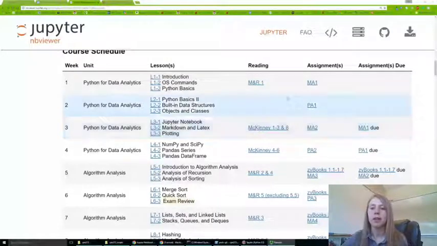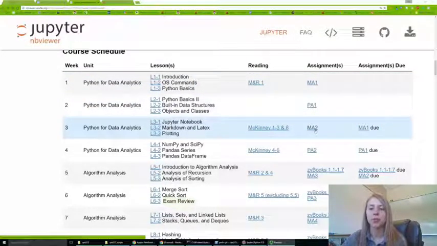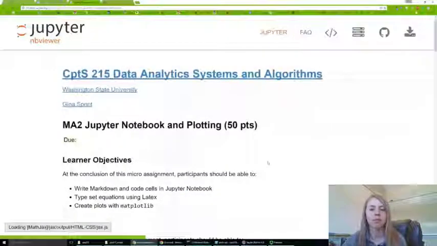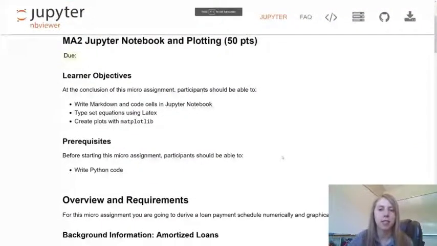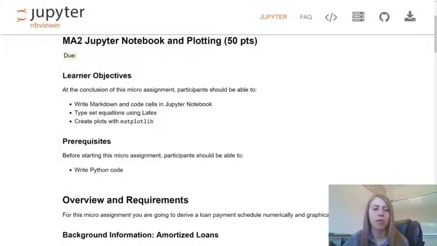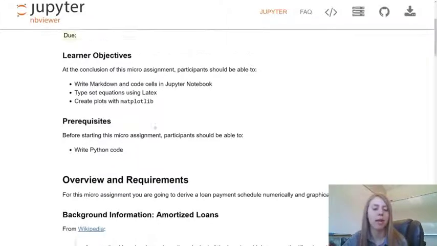Now, the micro assignment this week, MA2, is going to have you get your feet wet writing your own Jupyter Notebook. So let's take a look at MA2. Learner objectives for MA2 include writing Markdown and code cells in Jupyter Notebook, typesetting equations using LaTeX, and creating basic plots with Matplotlib.